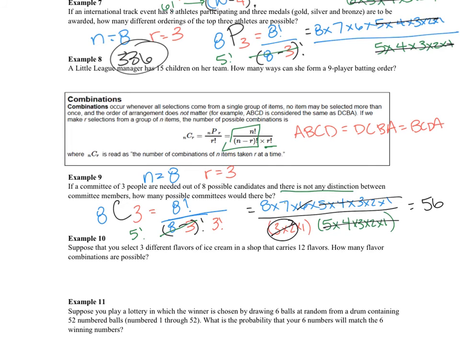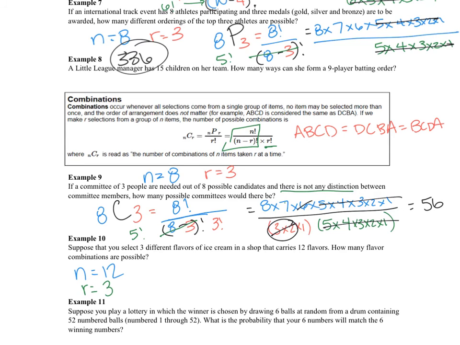Suppose that you select 3 different flavors of ice cream in a shop that carries 12 flavors. How many flavor combinations are possible? And so what this means is that if you get chocolate, a cherry, and nuts, that's the same thing as getting nuts, a chocolate, and cherries. So those orders don't matter. Because of that, it's a combination. And again, our N here is equal to 12, there are 12 flavors. You get 3 different flavors. So that should be like saying chocolate, vanilla, and strawberry. It's the same thing as vanilla, strawberry, and chocolate. So R is 3, I'm looking at 3 flavors.